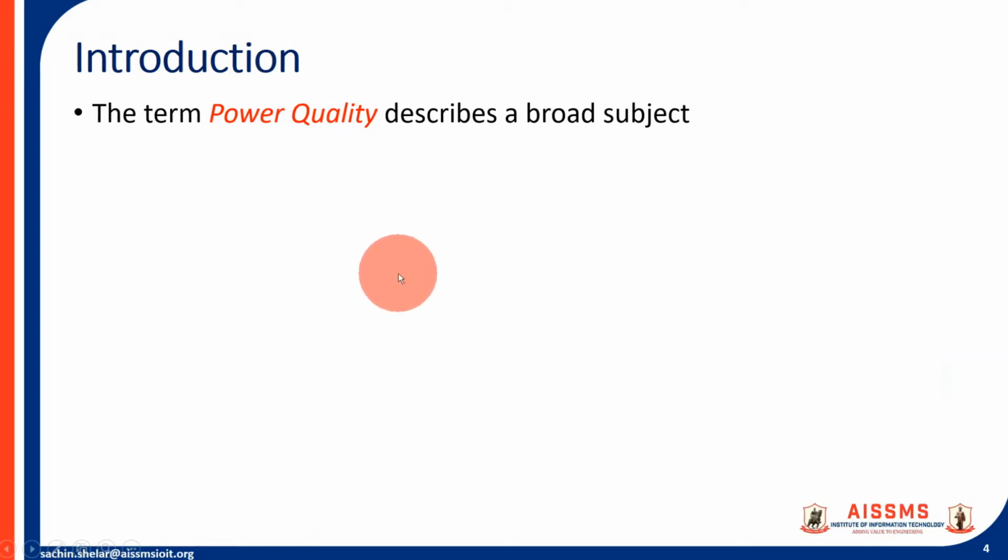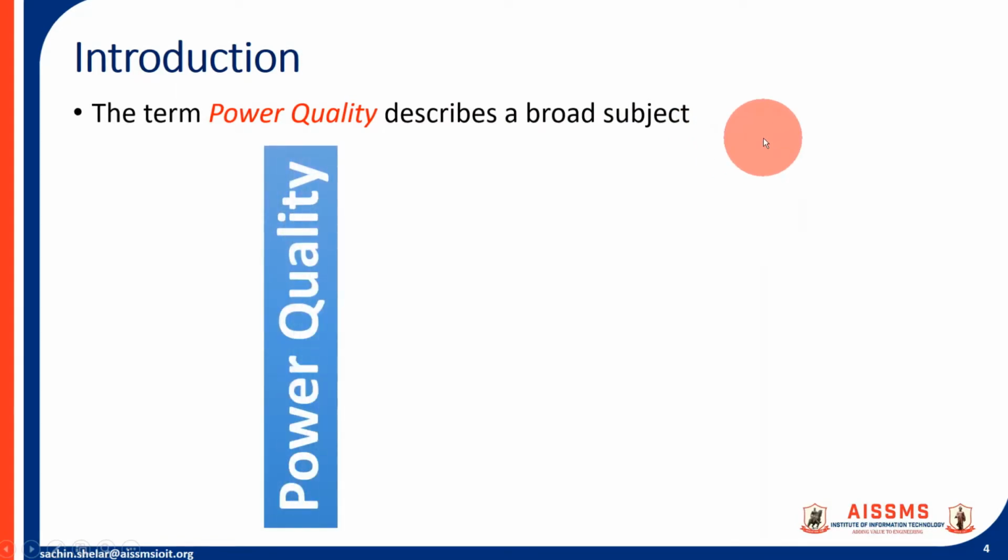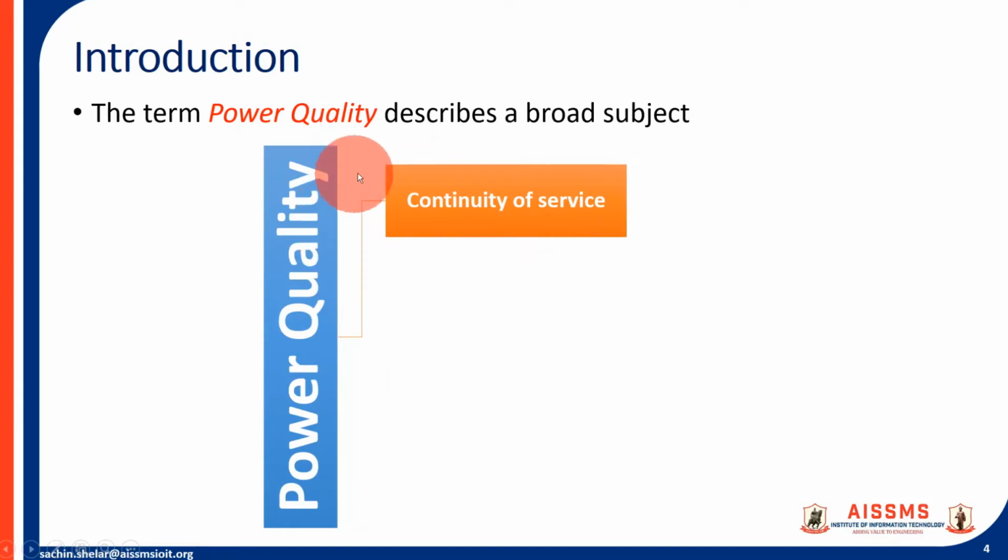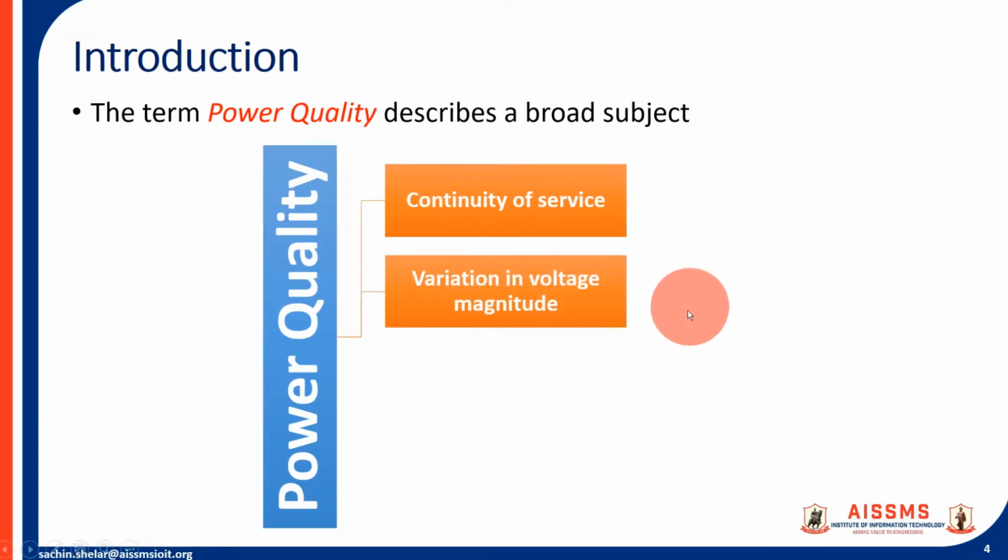Now coming to power quality, the term power quality describes a broader subject. Let's see which are the parameters. So power quality is to do with the continuity of service. The supply needs to be continuous. Electricity being a peculiar quantity, it needs to be continuous to work for an equipment in an effective manner.